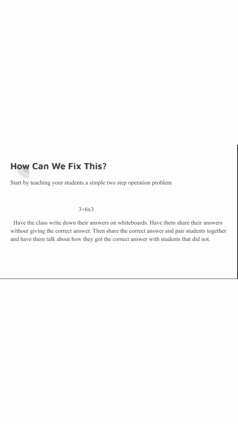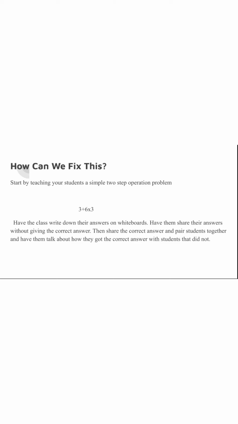So how can we fix this? We can start by not introducing students to the acronym right away, but having them experiment with two operational equations. You could introduce an equation like this, the one I have on this screen, and have students write their answers on a whiteboard, and then have students work in partner groups that got different answers and explain how they got that answer.